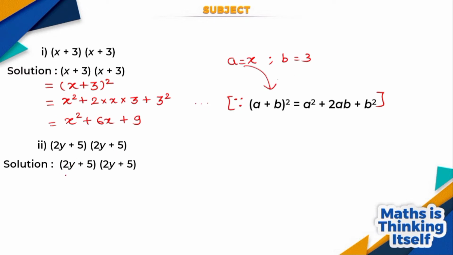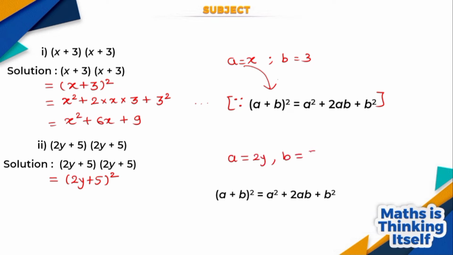(2y + 5) multiplied by (2y + 5) is equal to (2y + 5)². Here we clearly see that when comparing (2y + 5)² with (a + b)², we get a = 2y and b = 5. Now applying the identity, a² means (2y)², plus 2 times a, that is 2y, multiplied by b, which is 5, plus b², that is 5².